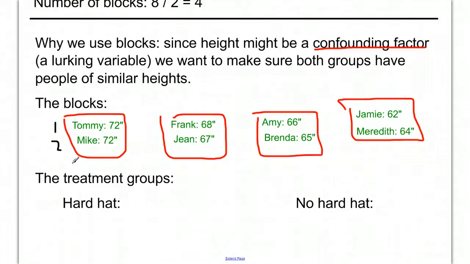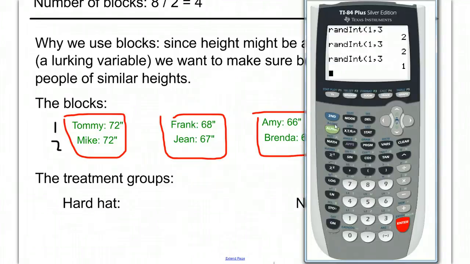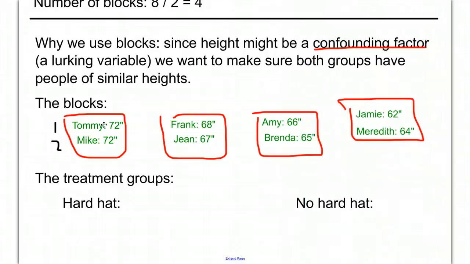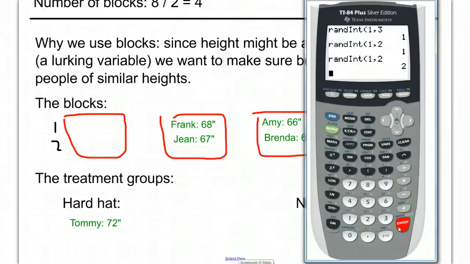Let's label Tommy as 1 and Mike as 2. And let's go back to our calculator. And we're going to have to do our randint again. Math PRB number 5 for randint. We only have 2 numbers, 1 or 2. So 50-50 shot. First one is going to be a 1. So we're going to send Tommy to group 1, Mike to group 2.